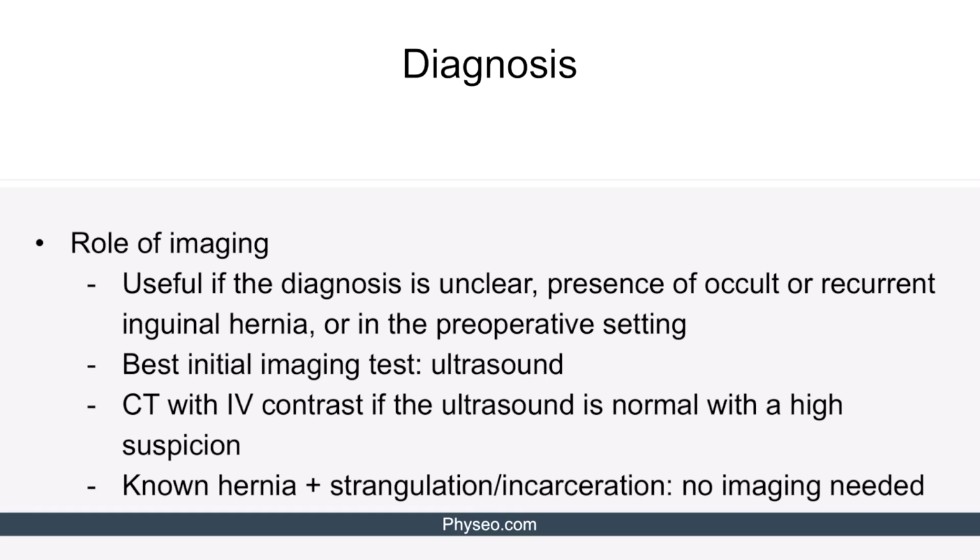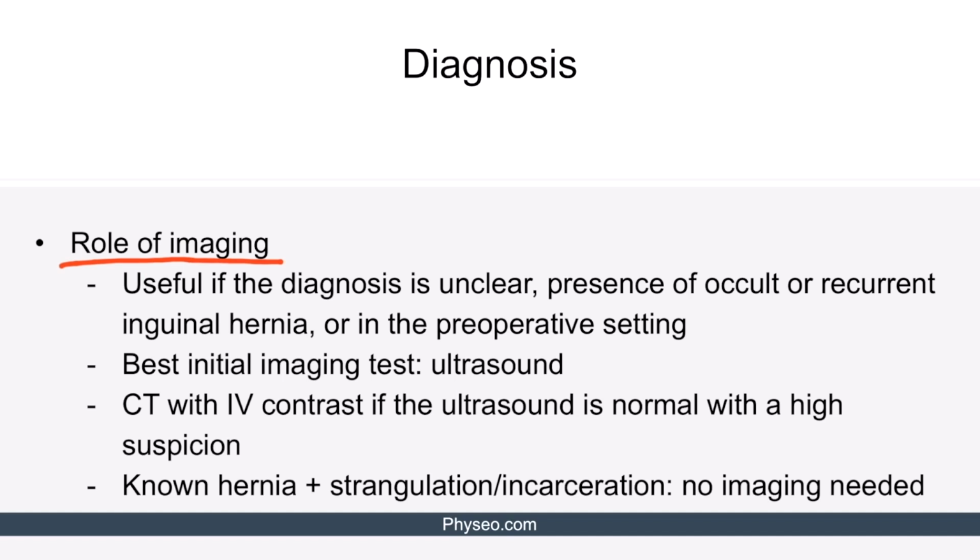Let's continue with the diagnosis of inguinal hernias, discussing the role of imaging. Imaging can be of help if the diagnosis is unclear, if there is an occult or recurrent inguinal hernia, or in the preoperative setting. The best initial imaging test is ultrasound. However, CT with IV contrast is indicated if the ultrasound findings are normal, but there is high suspicion of inguinal hernia. CT with IV contrast can also be helpful to assess the hernial contents blood flow.